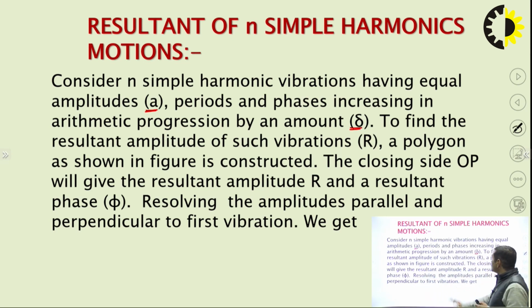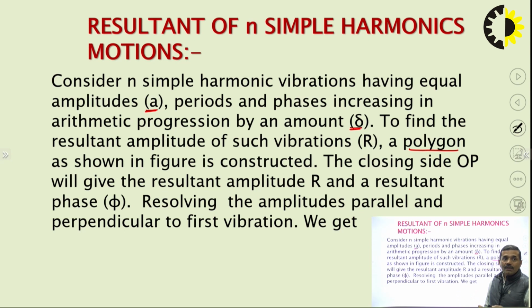Then to find the resultant due to n simple harmonic motions, we can use the vector addition method or vector polygon method. According to that method, the amplitude A represents the length of the vector, and the phase difference between two successive vectors represents the angle between them.